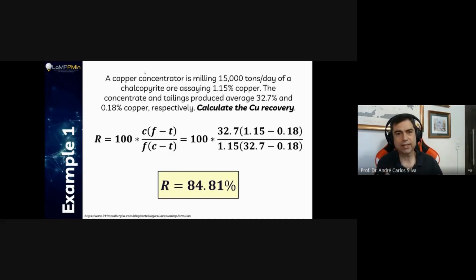But nevertheless, okay, keep that in mind. Always, always, always keep that in mind. If you want to produce higher grades, you're going to be producing lower tonnage. Okay, so we have this relation.